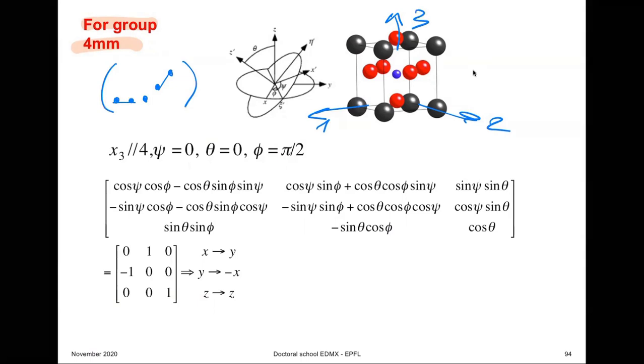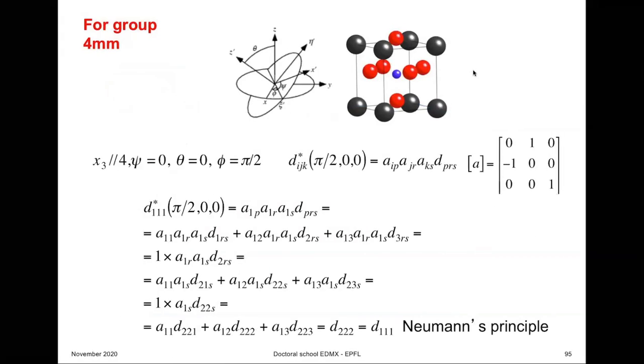So in a 4mm crystal, we have rotation around the x3 axis by 90 degrees, and the crystal has to repeat itself. By Neumann's principle, the piezoelectric coefficient, if you rotate the crystal by 90 degrees, has to be exactly the same. So we put these angles into the Euler matrix, and we get this. So x will be transformed into y, y into minus x, and z remains unchanged.